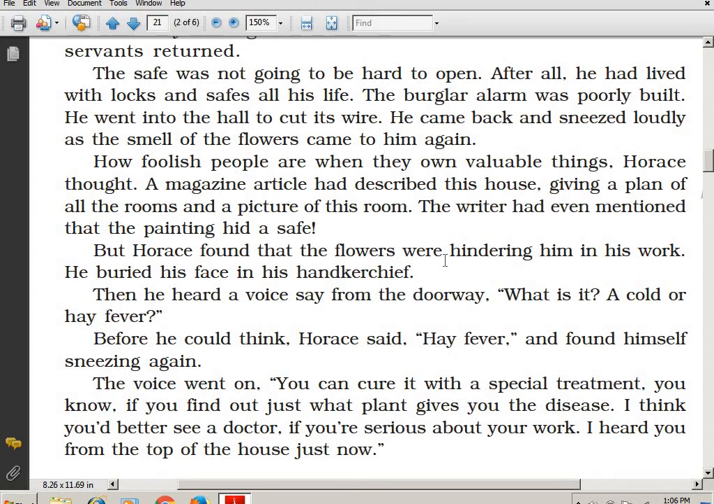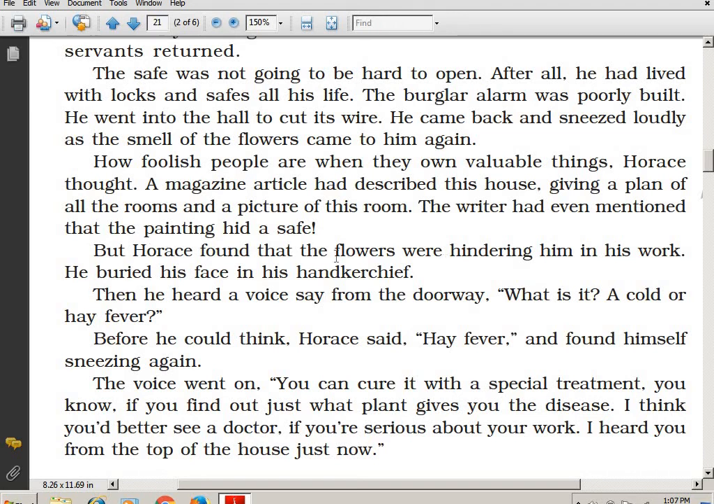See, Horace is reading books, magazines and all. He also knows that the magazine article had described the house, giving the full plan of the house, where the pictures would be, how the room would be. And the writer had even mentioned what? That the painting hid a safe. So it was easy for him.